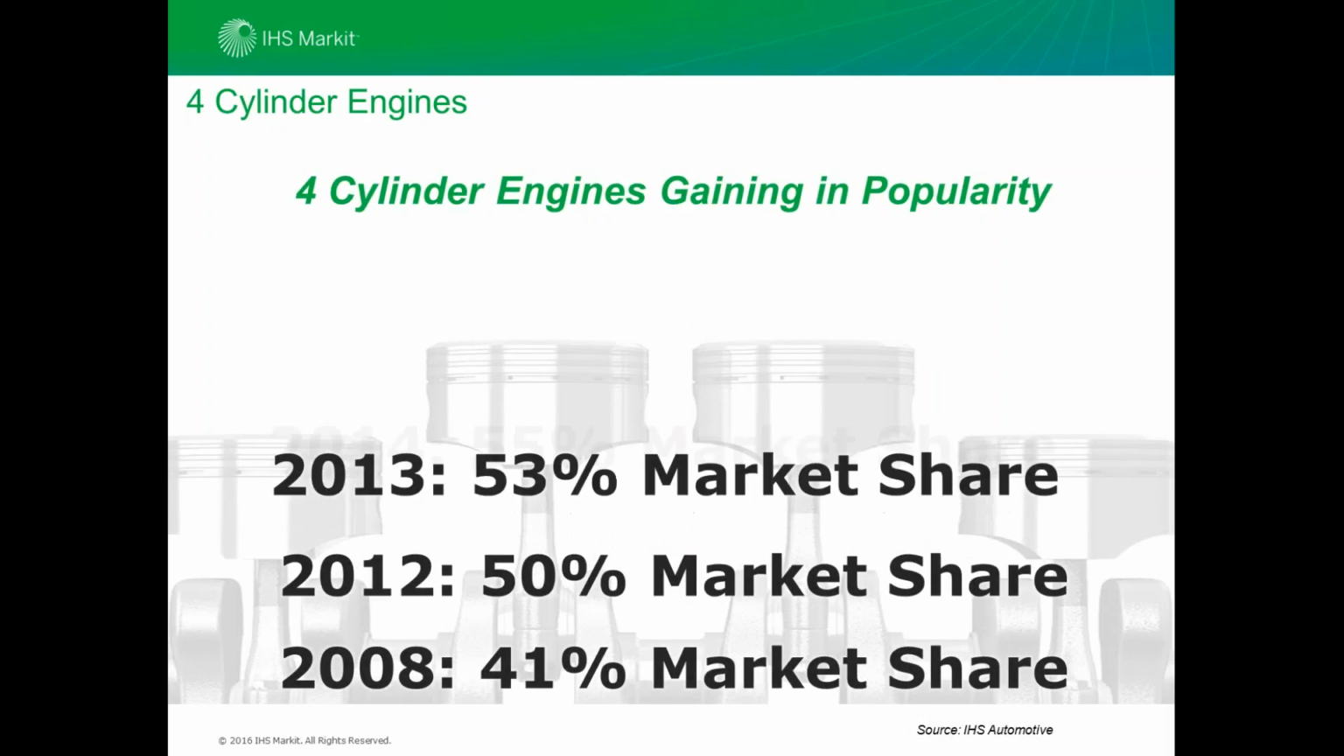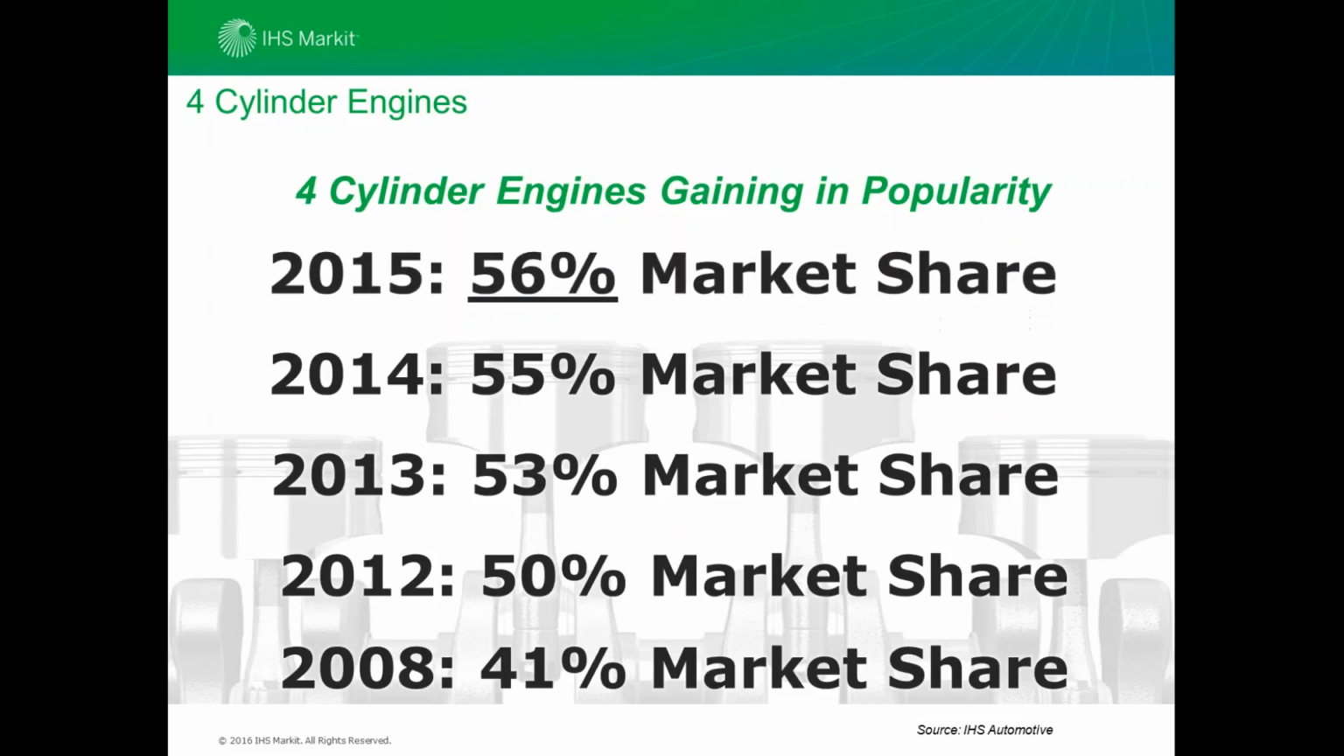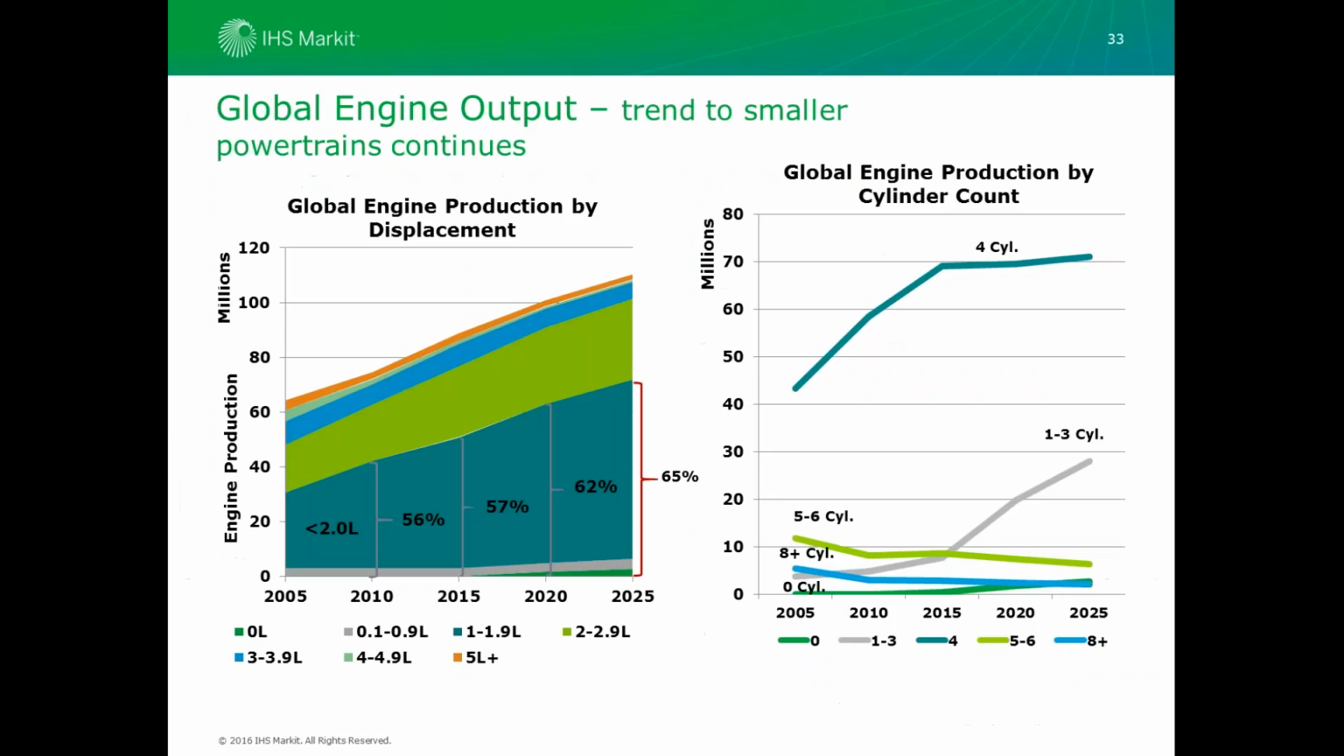In the U.S., you can see back in 2008, four-cylinder engines were 41% of all new light vehicle sales. In 2015, they represented 56% market share. And that 56% is tracking year to date as well.